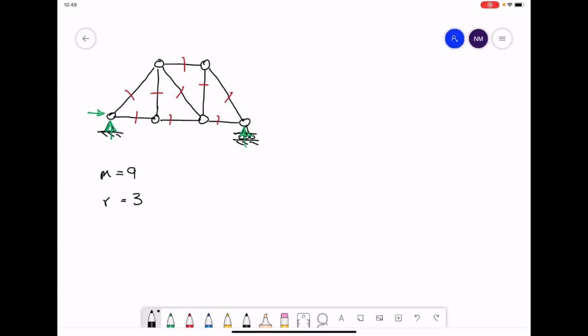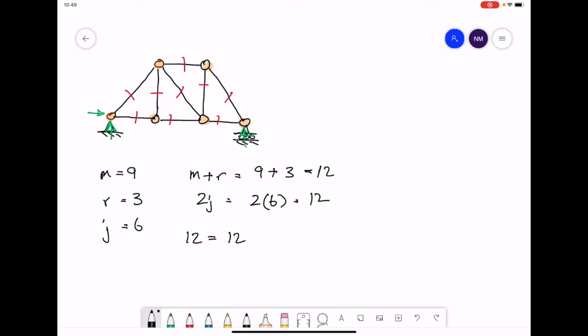And then J for the number of joints. 1, 2, 3, 4, 5, 6 joints. M plus R is 9 plus 3, which gives you 12. 2j is 2 times 6, which is also 12. 12 equals 12 on both sides, therefore M plus R equals 2j, hence statically determinate.